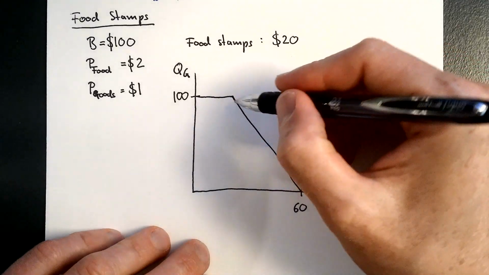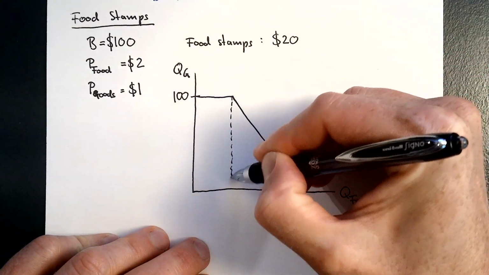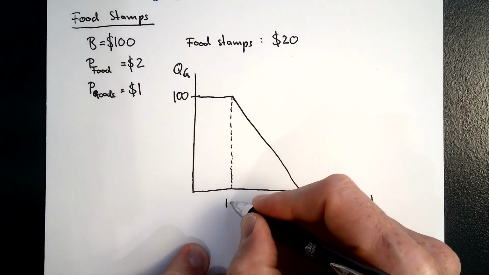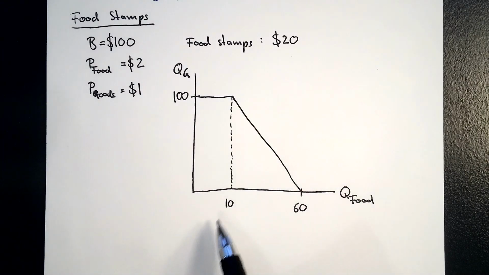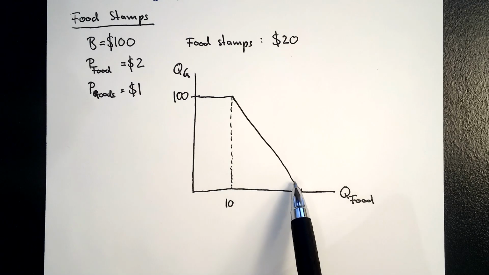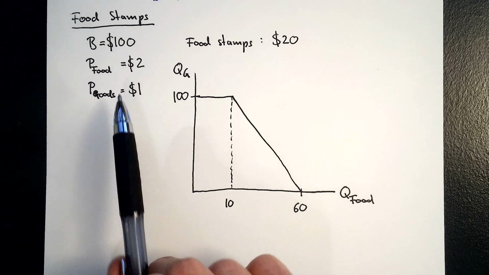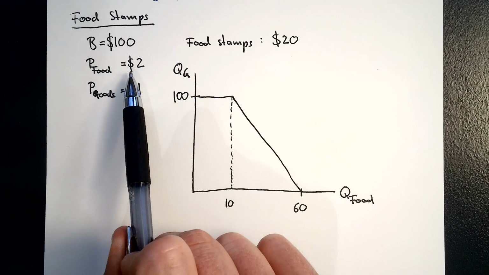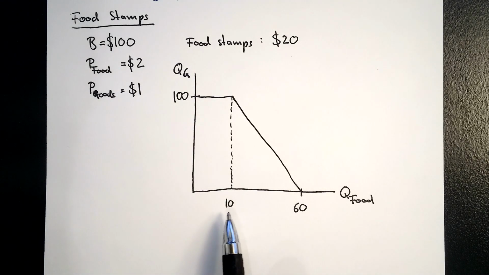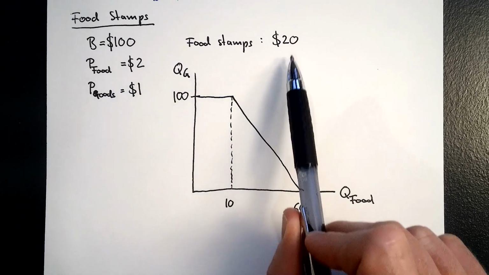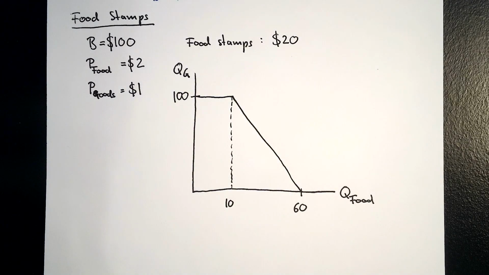And the kink is at 10 units of food, because if you're purchasing 10 units or more of food, then you're spending at least $20. So 10 times $2 is equal to the $20 in food stamps. Okay, so if you're purchasing more than 10 units of food, spending more than $20, then you are in this regular budget constraint.